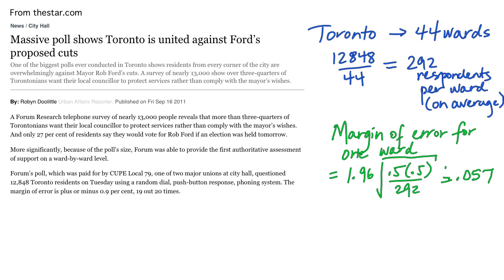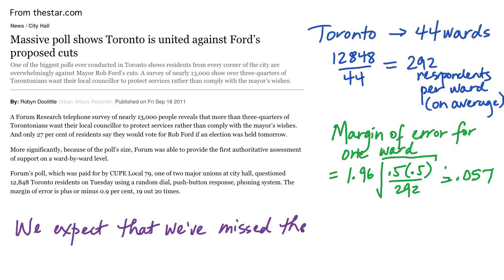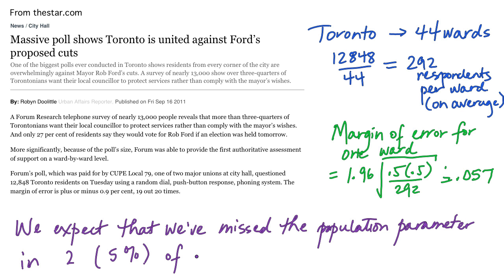However, with 44 confidence intervals, one for each ward, we have a pretty good chance that we've missed the true p in at least one of those confidence intervals. Since we expect to miss about 5% of the time in 44 confidence intervals, we'd expect to miss the true proportion about twice. But we don't know in which of those wards we missed it.